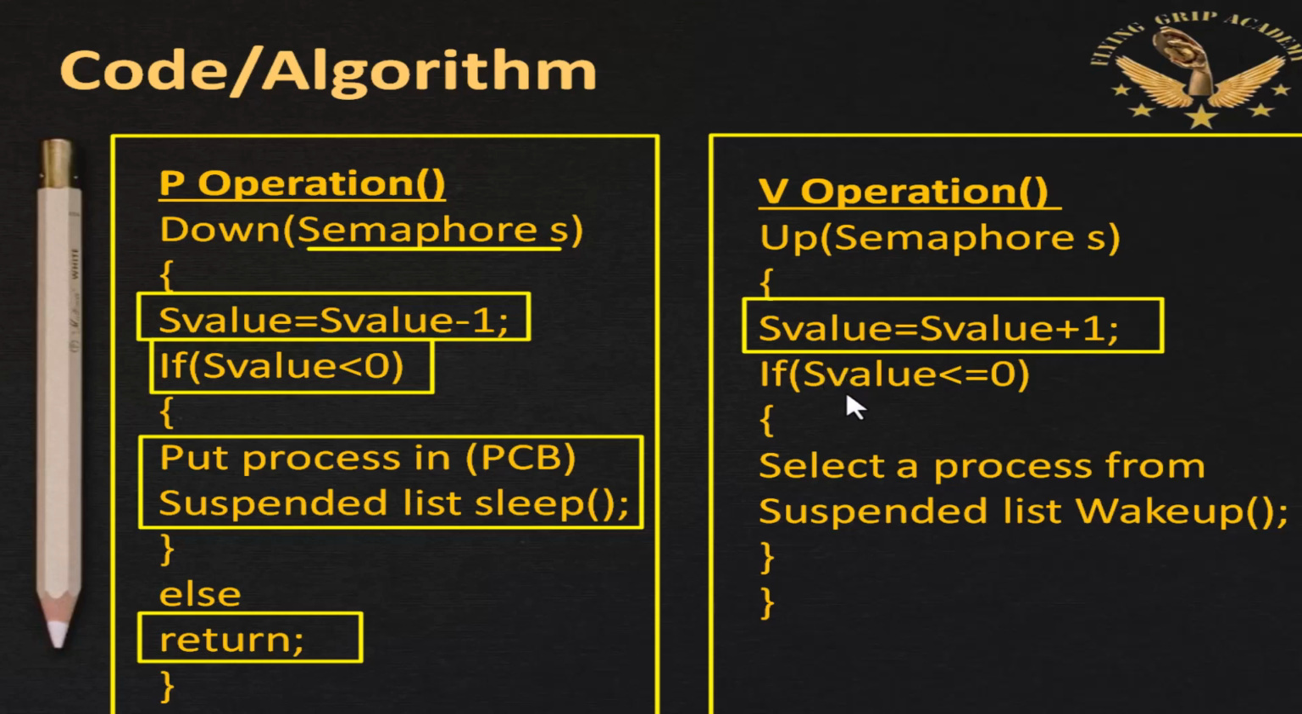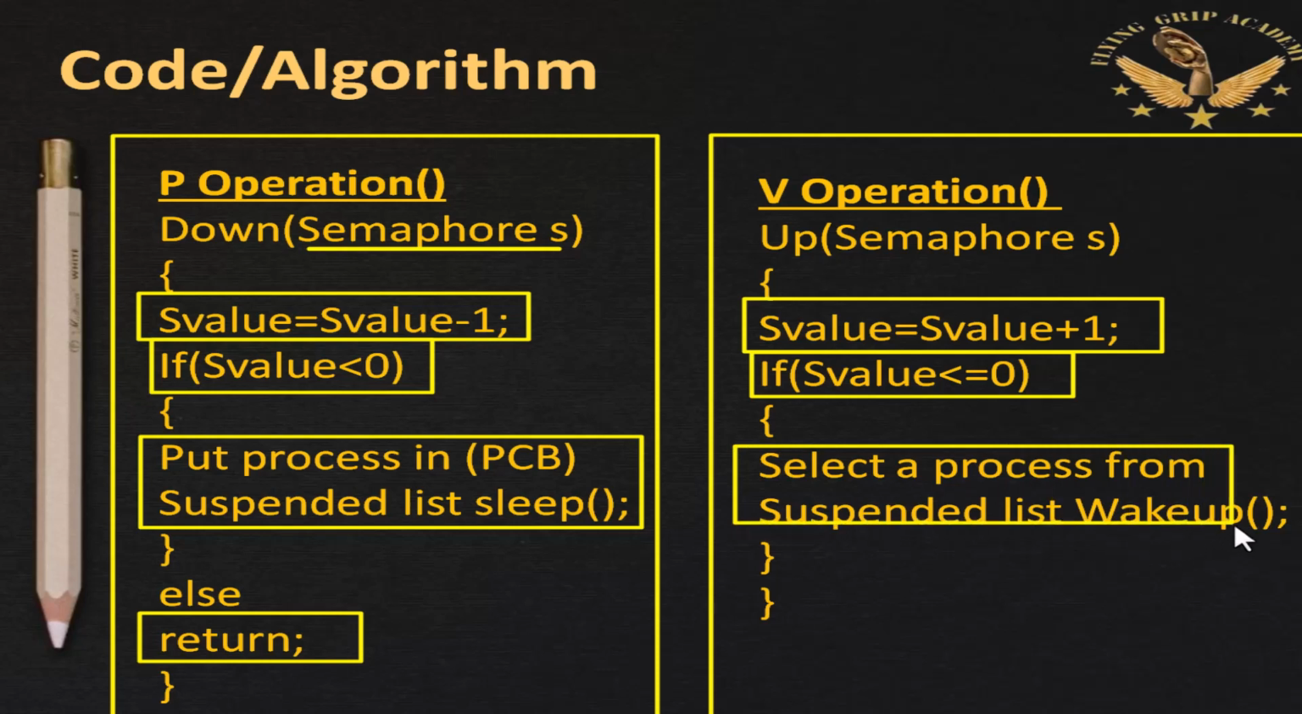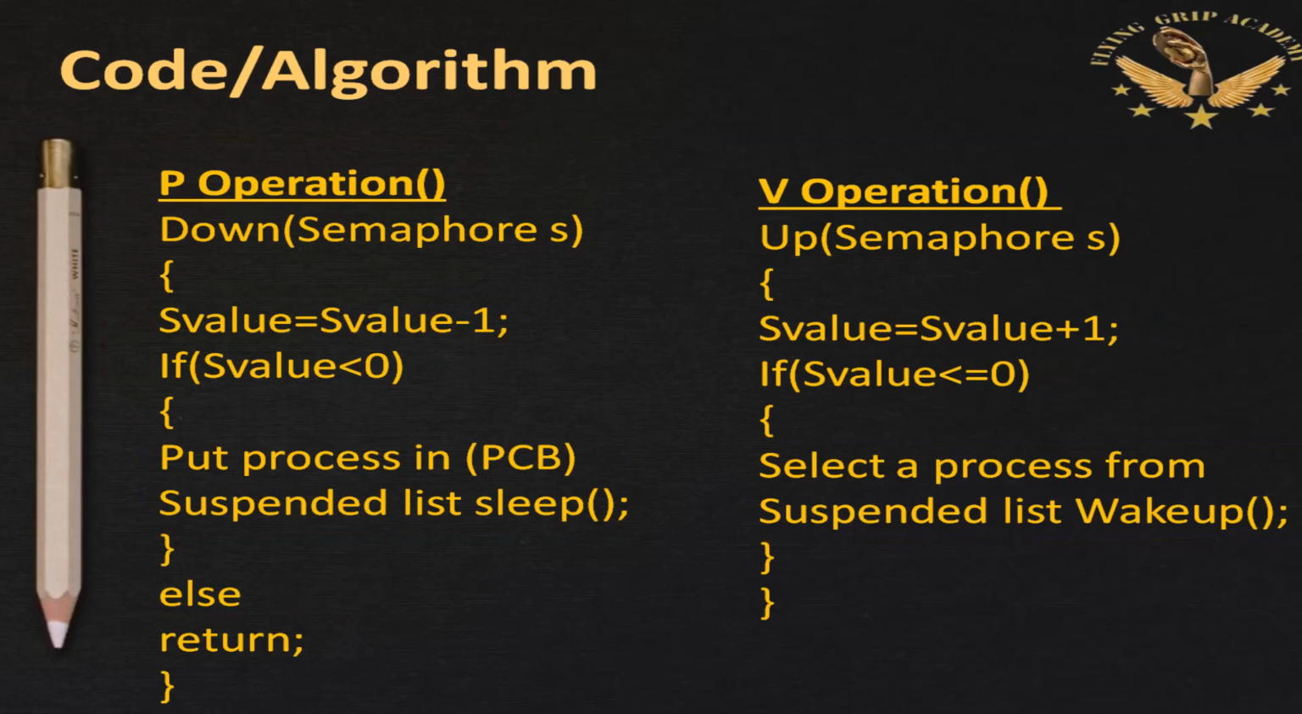Here also we are going to check the value. If the value is less than or equal to 0, then we are going to wake up the process. So it should be less than or equal to 0, then we wake up the process. Otherwise it will be incrementing the semaphore. Let us consider an example.